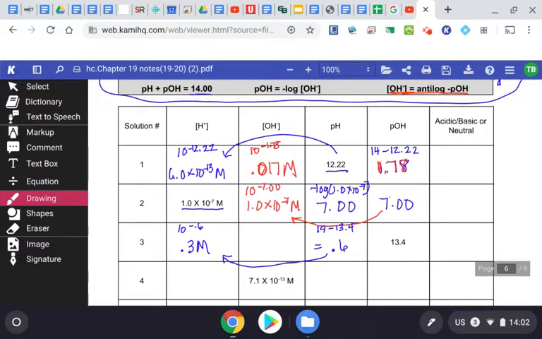To figure out my hydroxide concentration, I'm going to use my pOH value. Again, I'm going to take the anti-log. That's a 10. Oh, really? No, let me fix that.